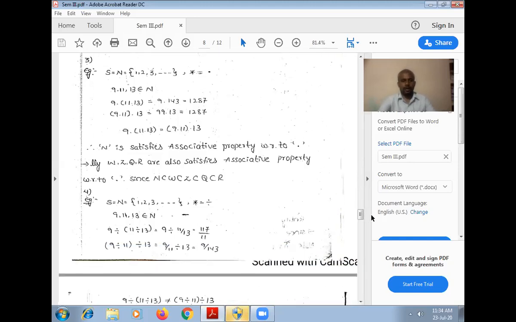Fourth example. I am taking S equals N equals 1, 2, 3 and so on, the natural number set, and considering the binary operation star equal to divide. So 9, 11, 13 belongs to N. So 9 divided by 11 equals 9 by 11, a rational number, but it does not belong to N.